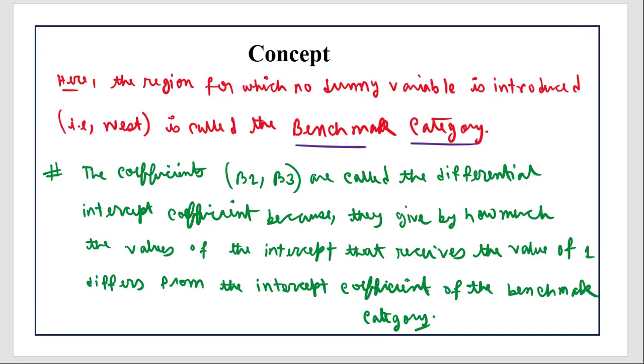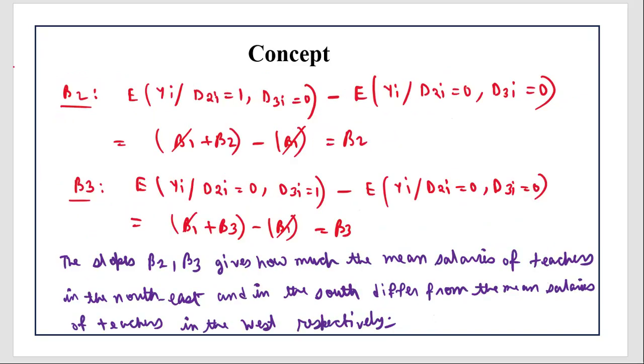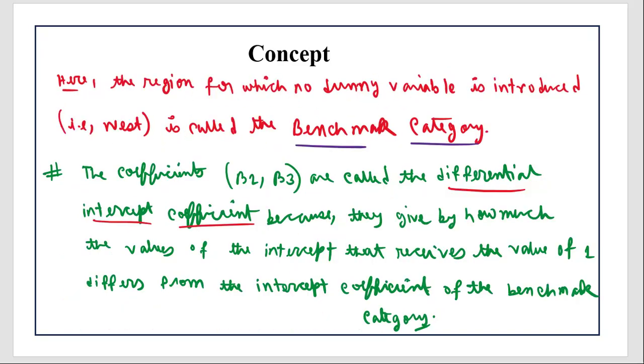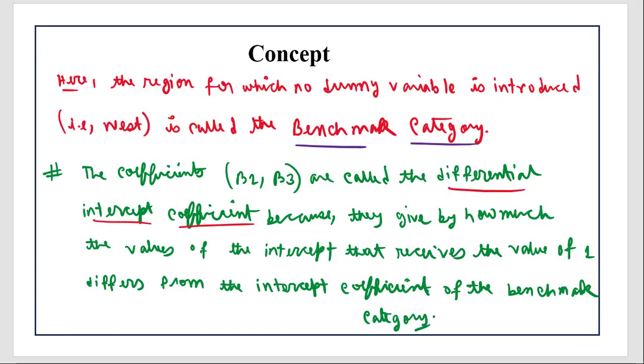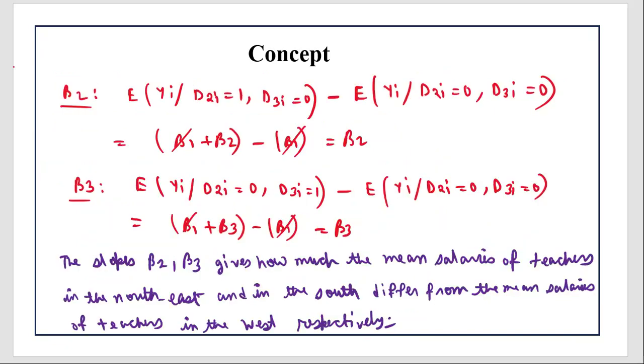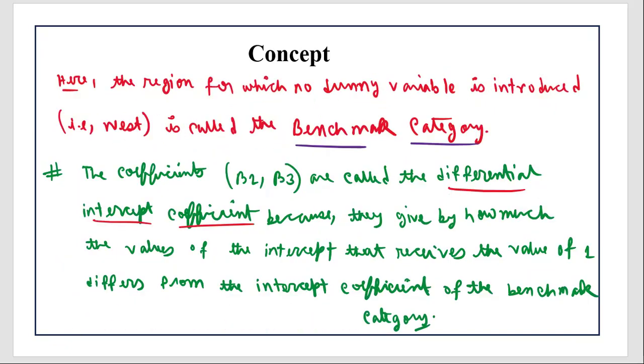So please remember these two things: what is the differential intercept coefficient and what is the benchmark category in the context of dummy, right? This is all you need to know about dummy variable. And then we have a small concept called the interaction dummy that I'll do, and then I'll finish this topic. So let me do that as well. As of now, you can basically take a screenshot of these two things, and this will come handy when you try to solve problems on dummy, right?